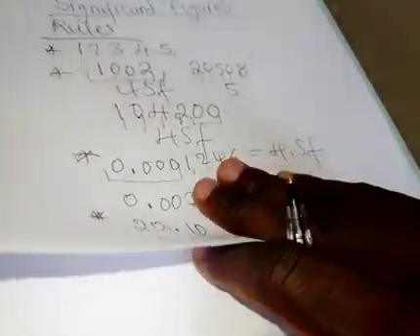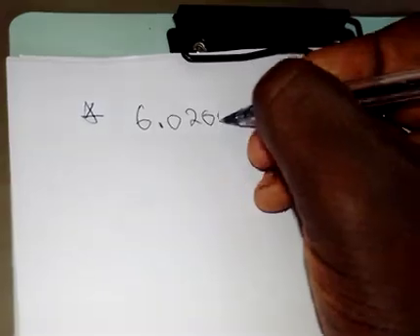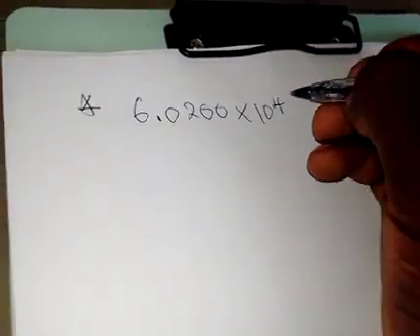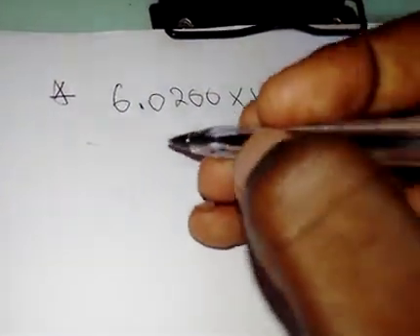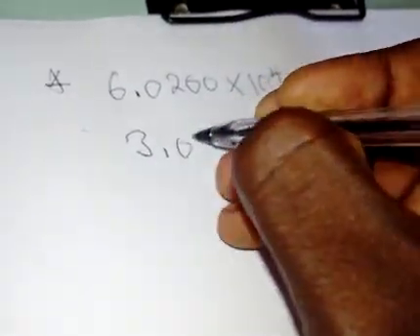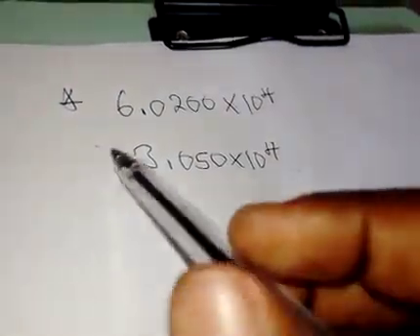We can talk about another rule for significant figures. We are saying that in scientific notation or in standard form, all digits in the coefficient are significant. For example, if we have a number 6.0200 times 10 to the power 4, you know that this one has been written in standard form or in scientific notation. Or if we have a number like 3.050 times 10 to the power 4, even this one is in standard form.